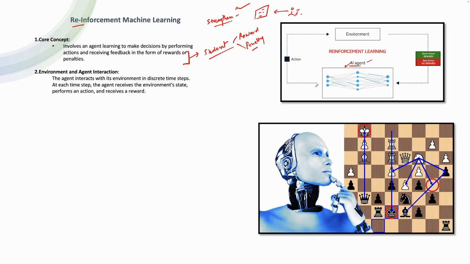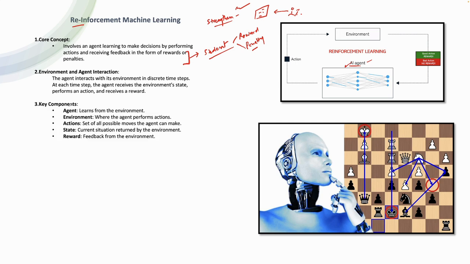As I talked about, the AI agent interacts with its environment, and at each time step, the agent receives the environment state. So let's say you do some actions, you get the state of the environment, and based on that your reward or penalty is decided. This is quite important. And the key components are, first, the agent. The agent is learning from the environment. You can say the heart and soul of a reinforcement machine learning model is an AI agent, because the agent is learning from the environment.